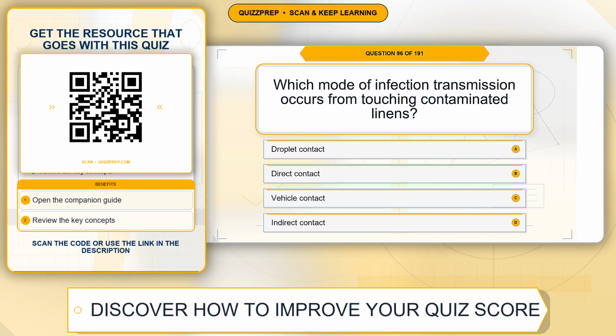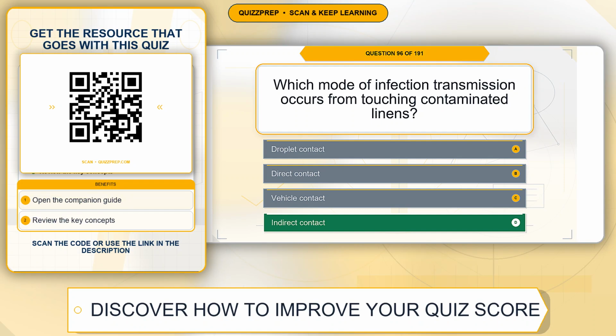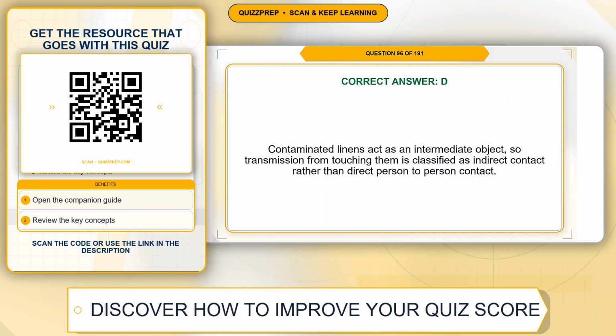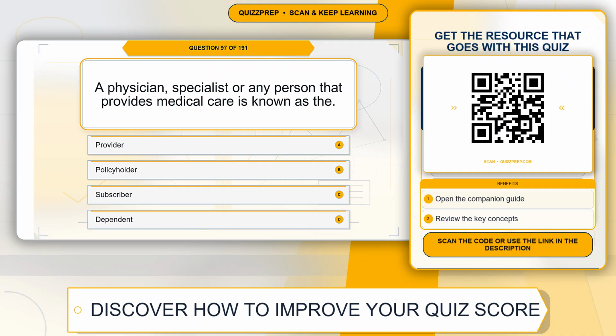Question 96. Which mode of infection transmission occurs from touching contaminated linens? Option A, droplet contact. Option B, direct contact. Option C, vehicle contact. Option D, indirect contact. The correct answer is option D, indirect contact. Explanation. Contaminated linens act as an intermediate object, so transmission from touching them is classified as indirect contact rather than direct person-to-person contact.